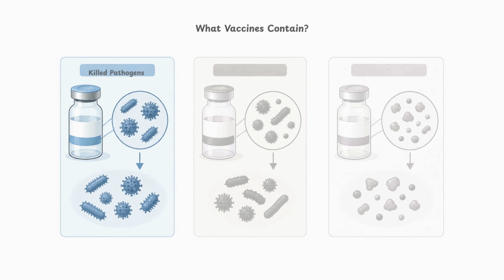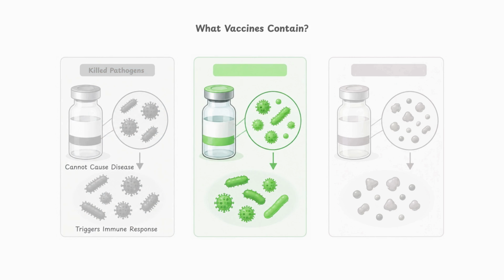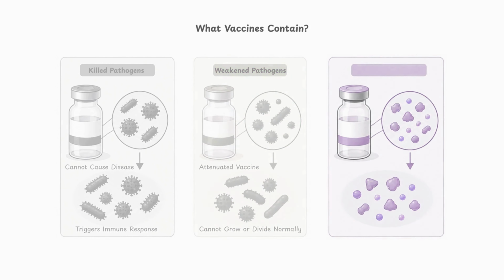Sometimes the pathogen is killed, meaning it cannot cause disease but can still be recognized by the body's defenses. In other vaccines, the pathogen is weakened, a process called attenuation. This prevents it from growing or reproducing effectively inside the body. Some vaccines contain only antigens, which are small fragments taken from the pathogen's surface, rather than the entire organism. Although these vaccine components cannot cause the disease, they provide enough information for the body to begin building protection against future infections.